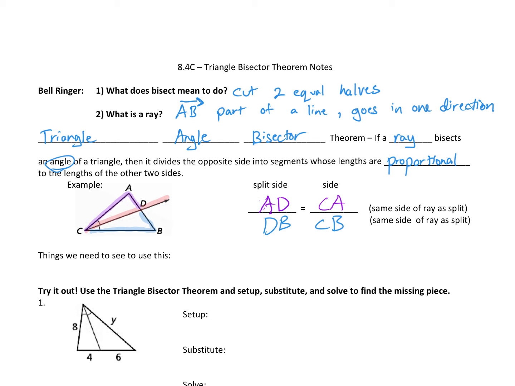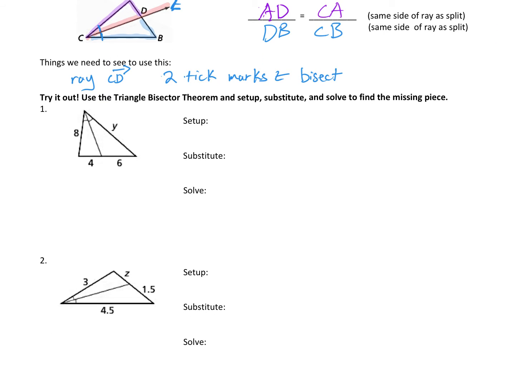Things we need to see to use this. First, we need to see the ray, the ray CD. Notice there's an arrow at the end that indicates it's going on forever. We need to see a ray, and we also need to see two tick marks to indicate bisect. So here, this and this indicate bisect, and we need to see that.